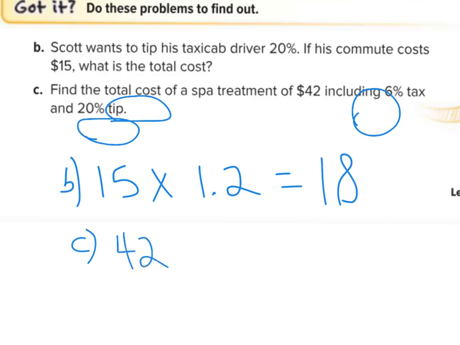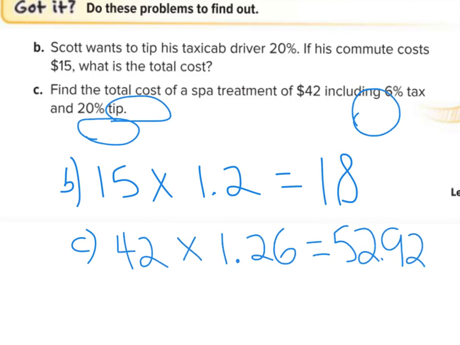So I'm going to take my 42 times 26%, but I want to include my 42 in my answer, so I'll multiply by 1, and then I'll write my 26%. Okay? Equals $52.92. Okay, so it looks like our 26% was $10.92 because it went up from 42. So that's what you would pay if you pay the tax plus 20% tip.